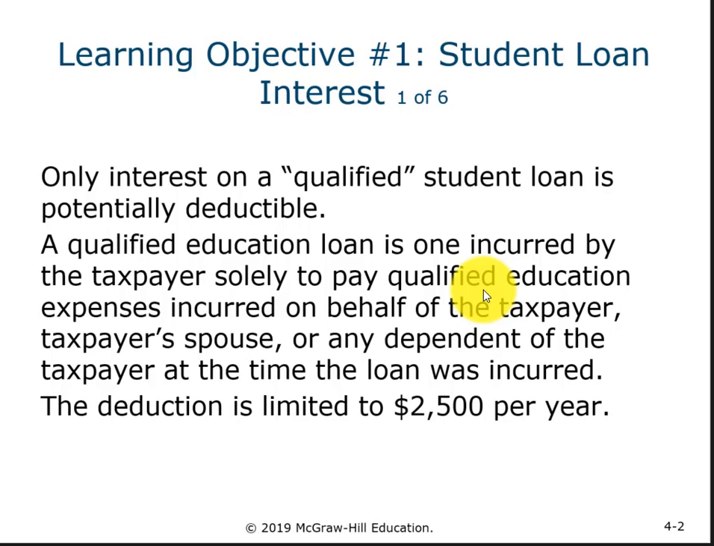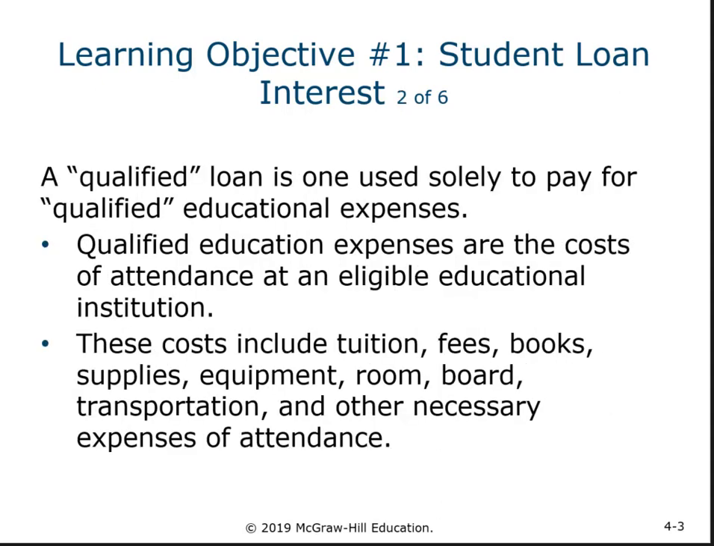The deduction is limited to $2,500 per year. So if you pay $3,000 in student loan interest, it is still limited to only $2,500. The maximum is $2,500. It doesn't matter how much you pay. Okay, so that's the first limit. Well, I guess the second limitation. The first limitation, it has to be for a qualified education loan, and to pay the expenses for this limited number of people. And then the second one is it's $2,500 maximum that we can consider.